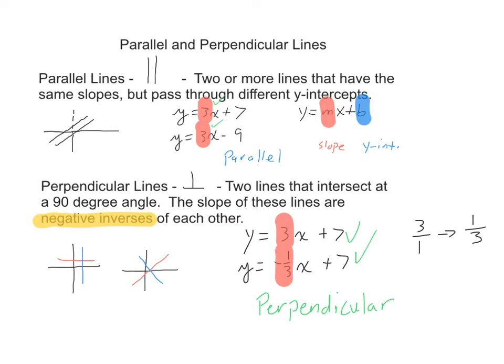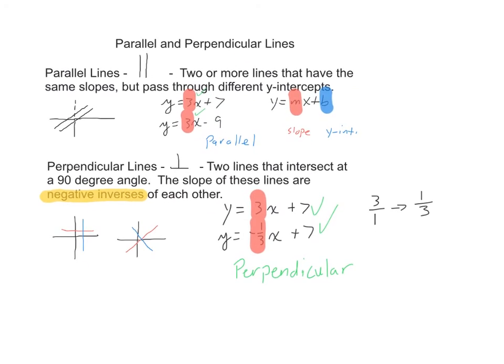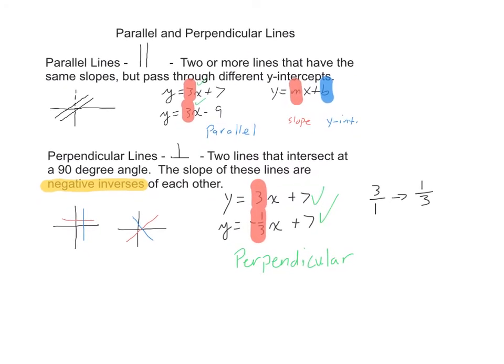That's how you identify perpendicular lines, is looking at those slopes and determining if they're negative inverses of each other. If they're not negative inverses, they're not perpendicular. An example of ones that are not perpendicular: y equals 3x plus 7, y equals negative 3x minus 5.